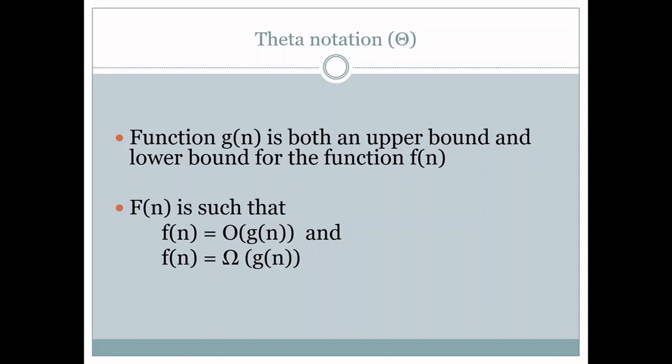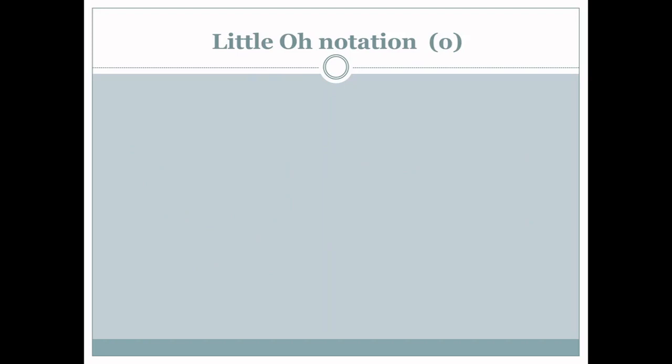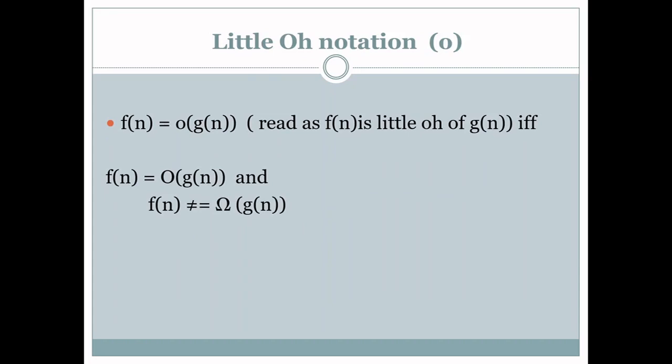One more notation is there, that is little o notation, which is represented as small letter o. This is almost the same as the theta notation, that is f of n is equal to order of g of n, and it is read as f of n is little o of g of n. The only difference is that f of n is equal to order of g of n, that is, the upper bound is there, but the lower bound is not there. That is, f of n is not equal to omega of g of n.